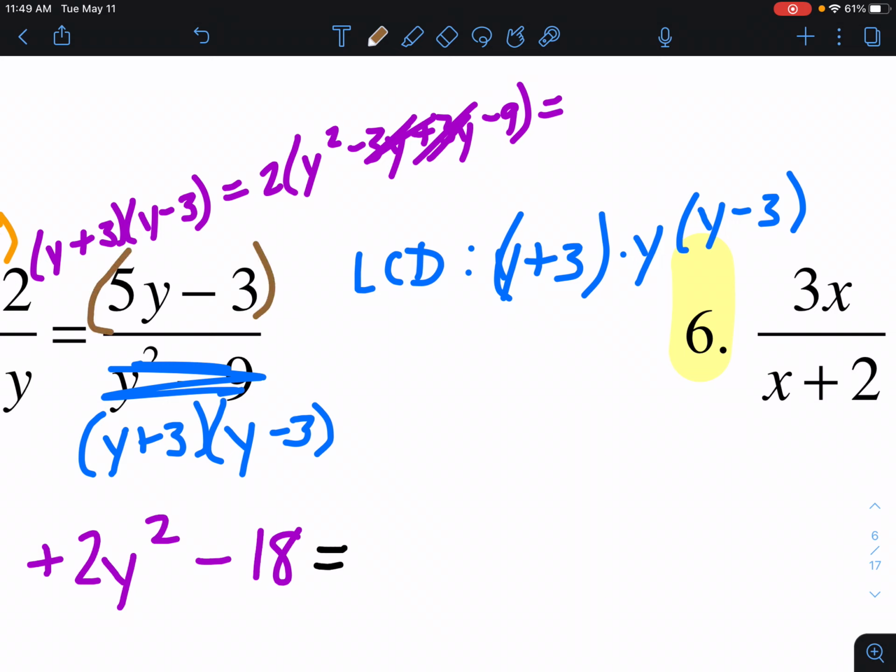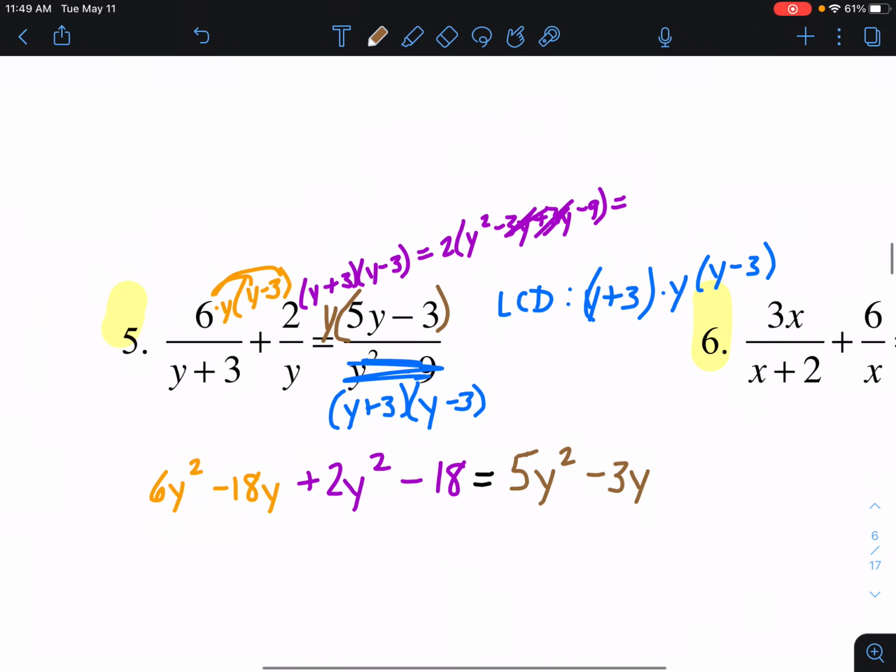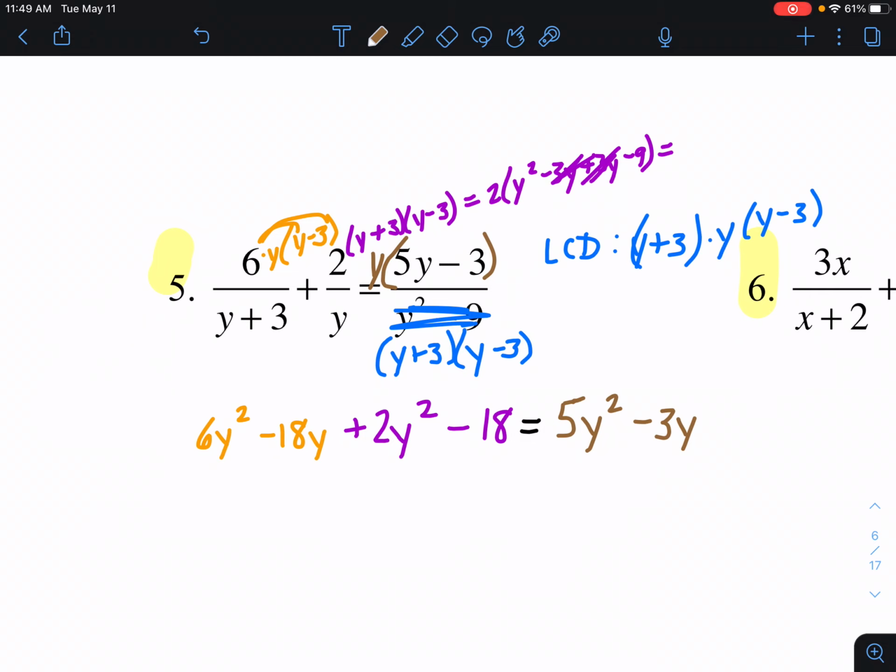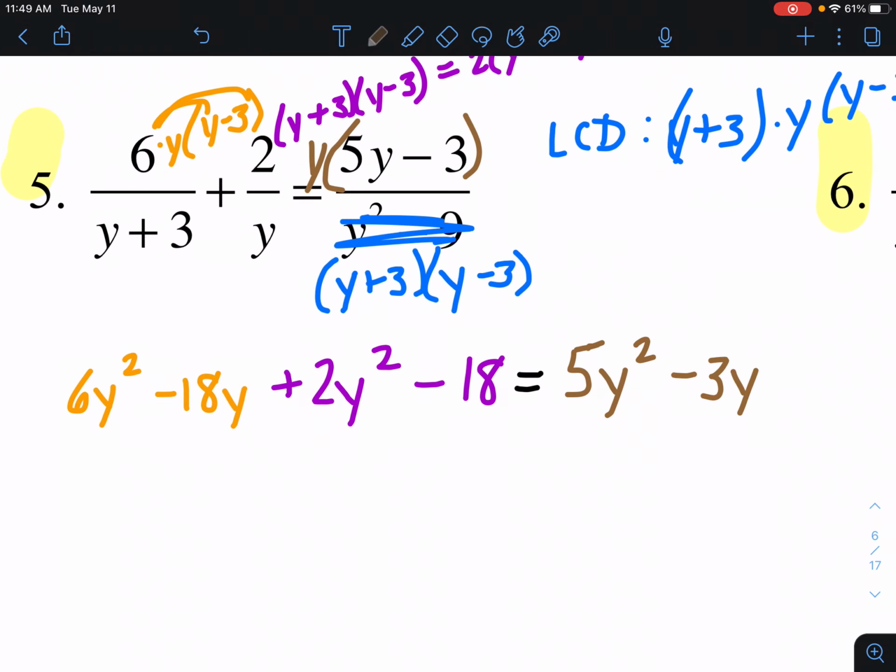So we're going to multiply 5y times 3 times 5y minus 3 times y. So y times 5y is 5y squared. Y times -3 is -3y. All right, finally, all that multiplying is done. Now to solve this, let's combine like terms on the left. 6y plus 2y is 8y. Bring these down.